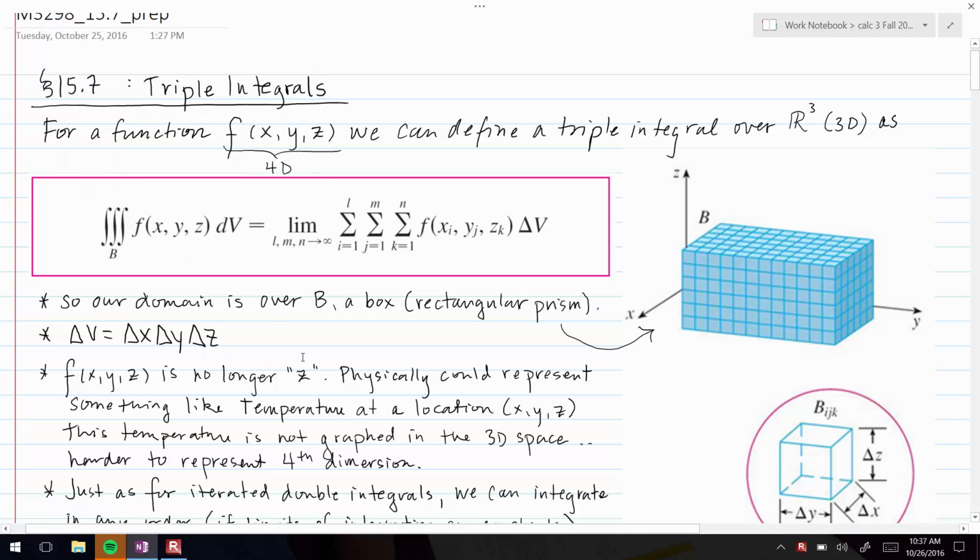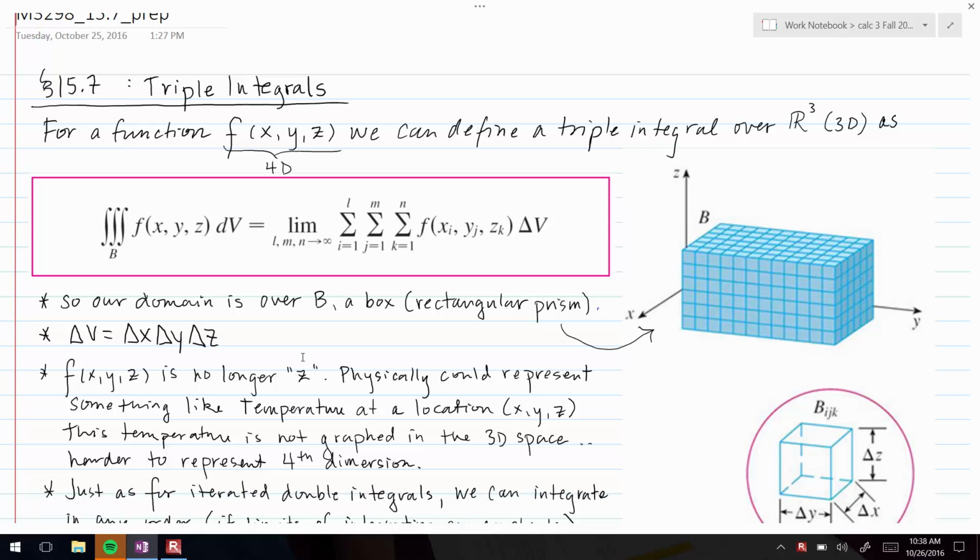Okay, triple integration land. So here we really, again, have to think one more dimension. So that's hard to do. It's hard to go from 3D to 4D, but we're going to do it today. For a function, what we're looking at now is something that's dependent on x, y, and z. Z is no longer the dependent variable. It's one of the input variables. And so we can't even really graph this like we've been in 3-space.